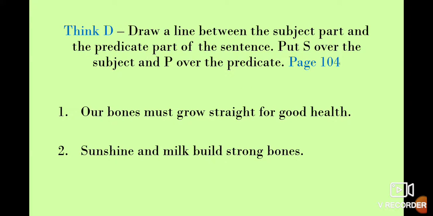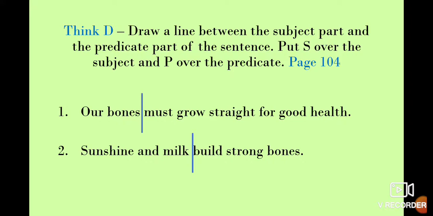Okay, let's continue. Now, exercise D. This one is on the next page, page 104. We draw a line between the subject part and the predicate part, and also we put the letter S over the subject and the letter P over the predicate. Our bones must grow straight for good health. Our bones is the subject. Must grow straight for good health is the predicate.